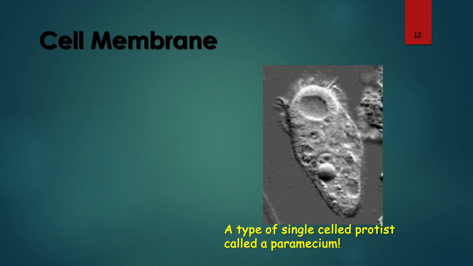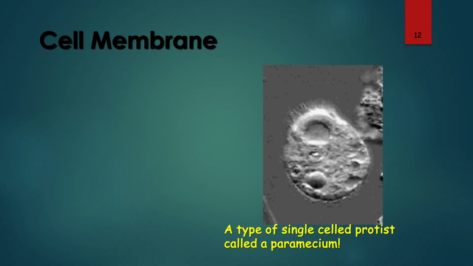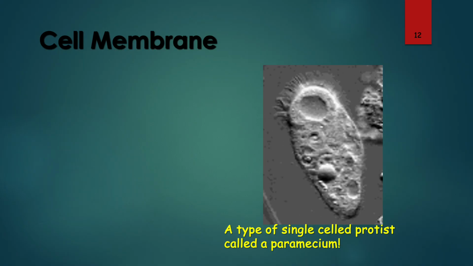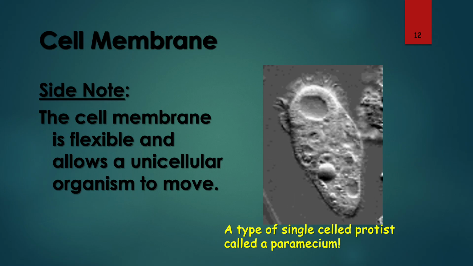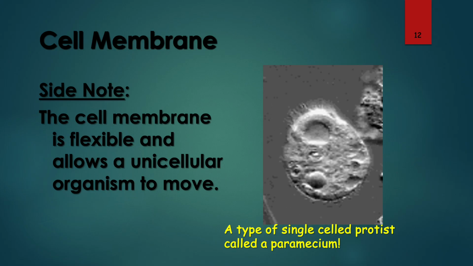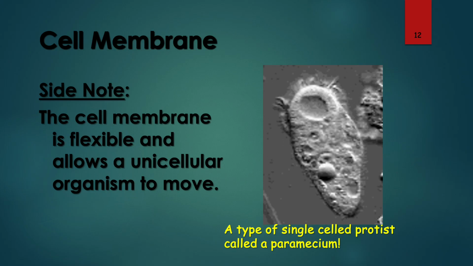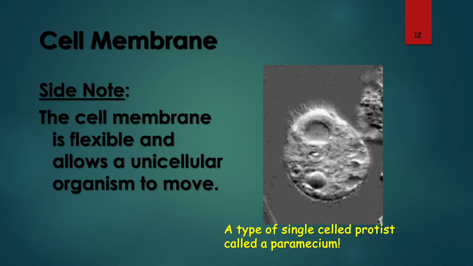This is an example of a protist called a paramecium, and due to the cell membrane, it's able to move. It's flexible, which allows a unicellular organism the ability to move.